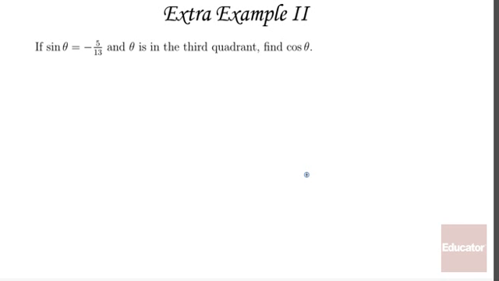Let's try one more example. We're given that sine theta is negative 5/13 and theta is in the third quadrant. And we want to find cosine theta. So let me try graphing out where that might be.